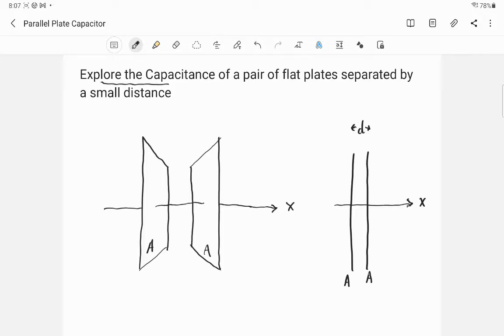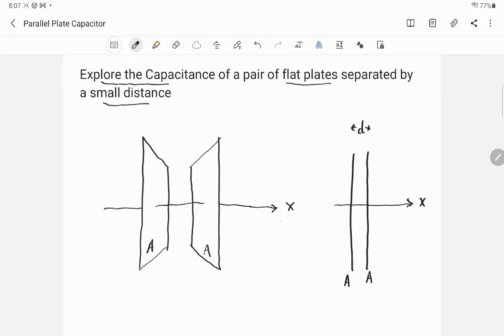But a parallel plate capacitor is simply a pair of conductors where each conductor is a flat plate, and we're going to make sure to take these two flat plates and separate them with vacuum, which is the ultimate insulator, by a small distance. And so here's a picture of the setup.